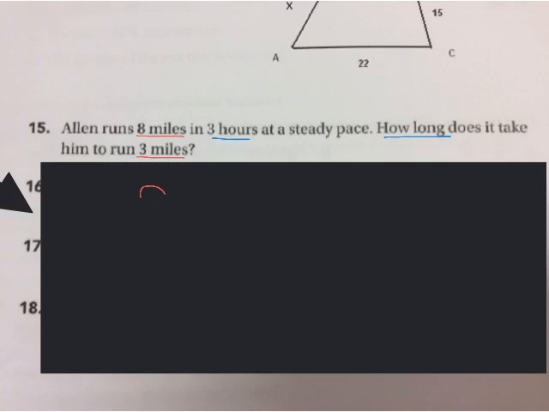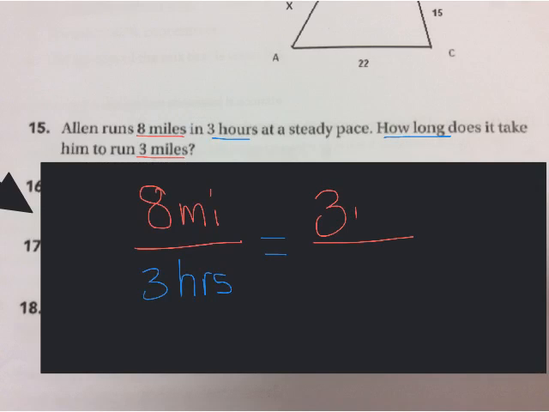So 8 miles in 3 hours. So I use the numbers in the first sentence with the labels to write my first ratio. Then the second ratio, I put miles next to miles, and I want to know how long, and so I'm going to use H because I'm trying to find the number of hours. So that's my setup. Now I need to solve.